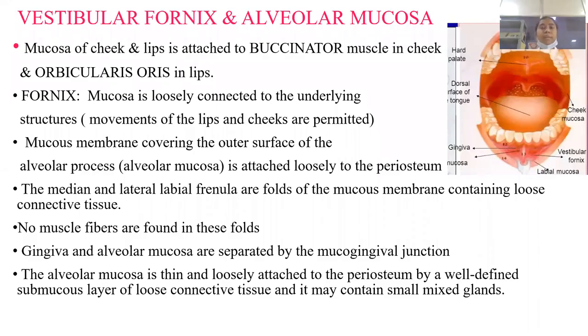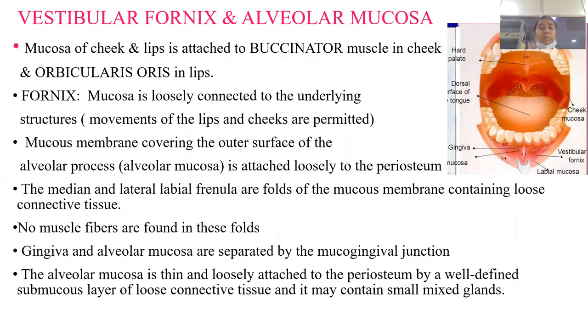Coming to the next part, vestibular fornix and alveolar mucosa. So the mucosa of cheek and lips is attached to buccinator muscle in the cheek and orbicularis oris in the lips. Fornix mucosa is loosely connected to the underlying structures. Movements of the lips and cheeks are permitted. Mucous membrane covering the outer surface of the alveolar process is attached loosely to the periosteum. The median and lateral labial frenula are folds of mucous membrane containing loose connective tissue. No muscle fibers are found in these folds.